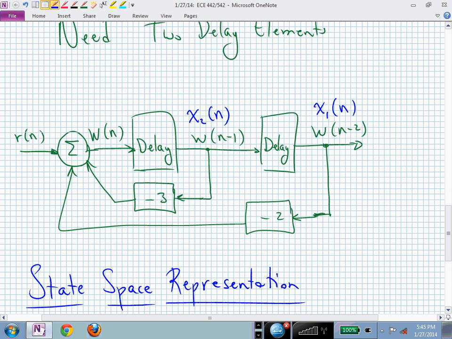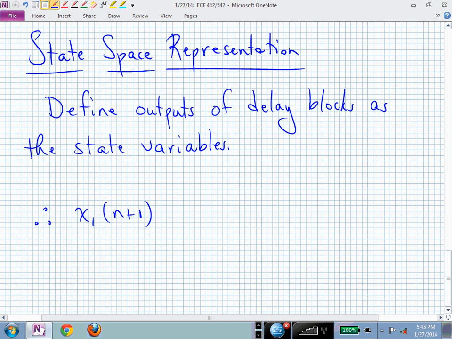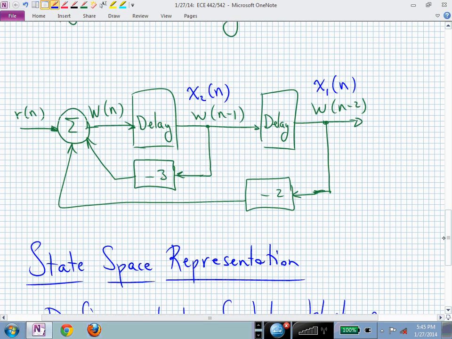Now I'm trying to express x sub 1 of n plus 1 as some linear combination of undelayed state variables or unadvanced state variables and the input R. I'm looking for x sub 1 of n plus 1. Well, that's right here, isn't it? In terms of states, that's exactly what I called x sub 2 of n, meaning my very first order difference equation is x sub 1 of n plus 1 is simply x sub 2 of n. Is it clear where that came from?